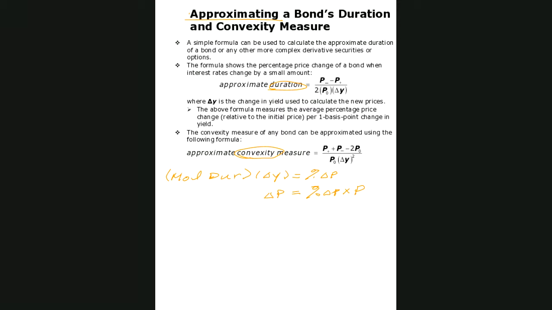How about the convexity? If we know the convexity, which sometimes can be quite big, we just multiply by 1/2, and then we take delta y squared. That is going to give you the correction due to convexity.